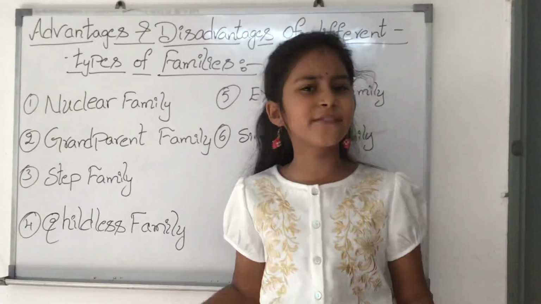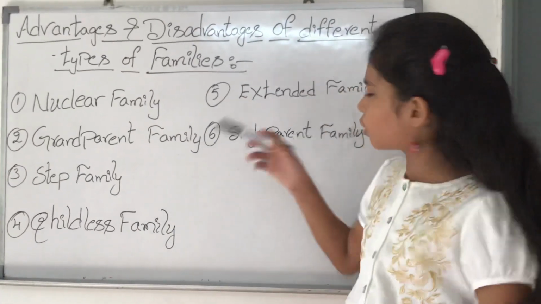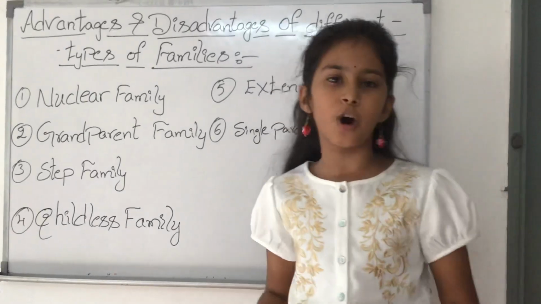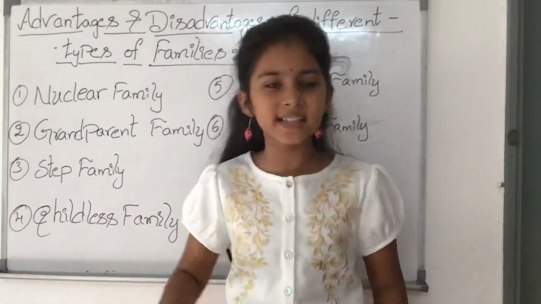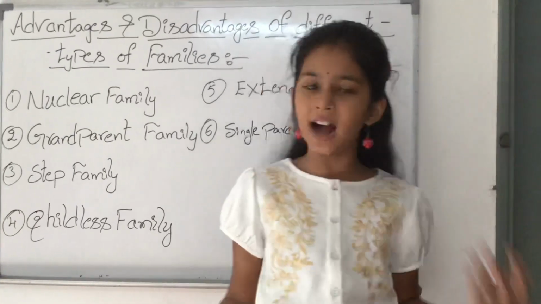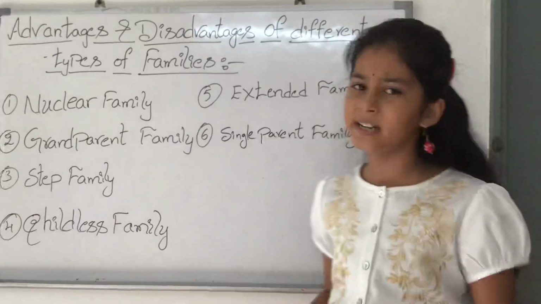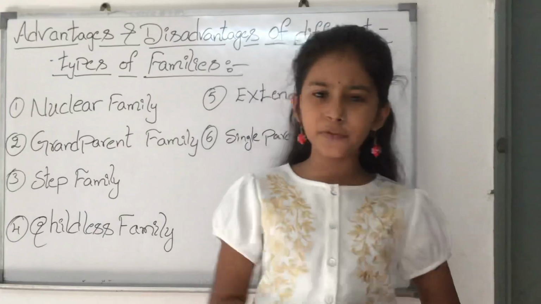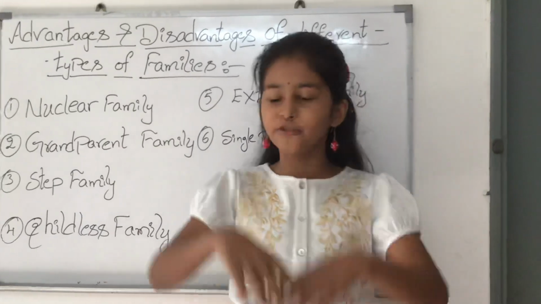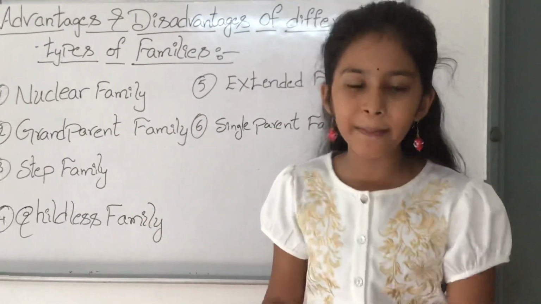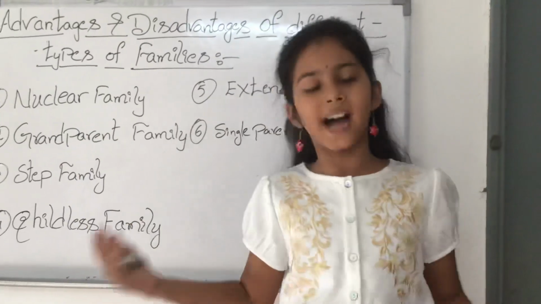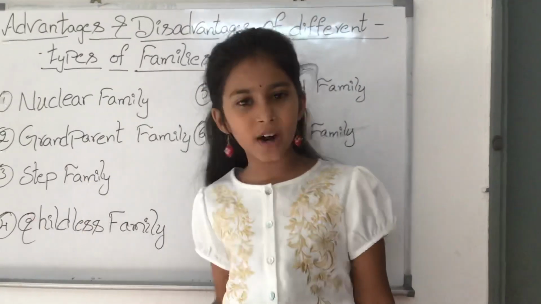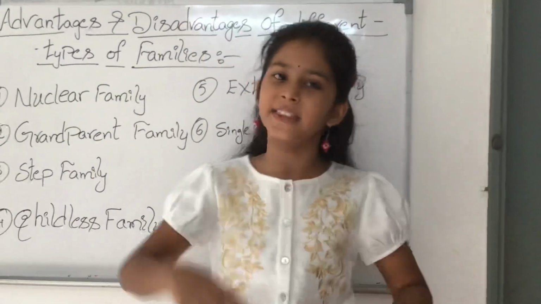Now let's go into the fifth type of the family, which is the extended family. Yes, extended family means very long family. Consists of 2 parents, one or more children, and their grandparents, cousins, aunties, and uncles. Extended families or long families live together because they can achieve great goals, and if one person in the family gets hurt while doing work, then the other person in the family can do the work because there are many people in the family.